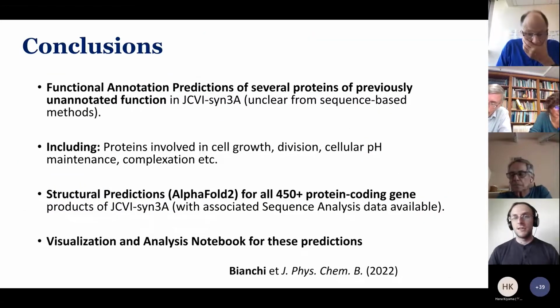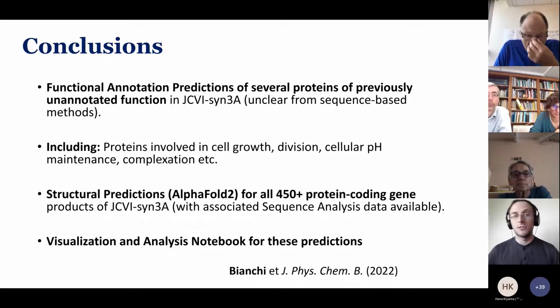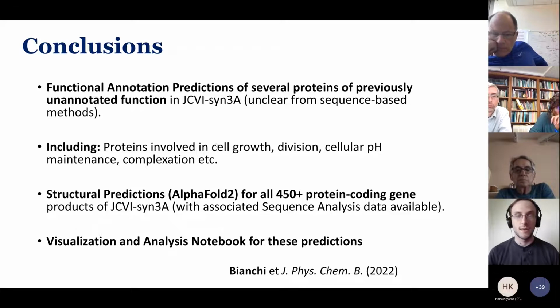And so in conclusion of this much larger work that was done, we were able to provide upgraded functional annotations for dozens of proteins that were previously unannotated or of unclear function in Syn3A, including proteins involved in cell growth and division, pH maintenance, and other important processes. And similar to what Christoph had also mentioned and is available through SynWiki, we were able to provide structural predictions for all of the protein coding genes via AlphaFold, as well as a visualization and analysis notebook that you can interrogate each of these predictions with.